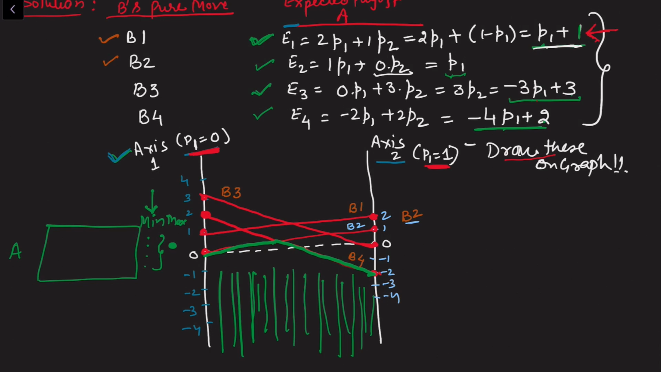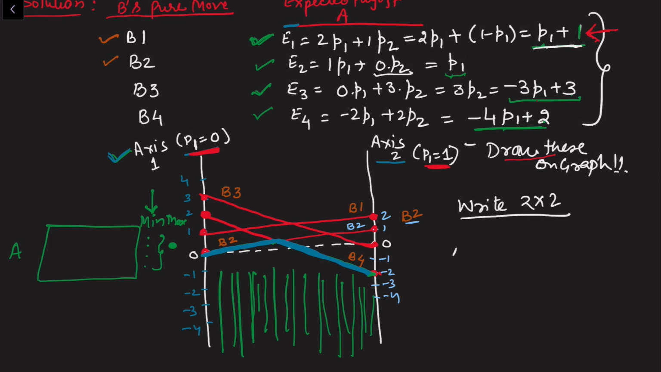So that is why I have written, mention the B's pure move on the line. So this is B2 and B4. Once we have identified this is B2 and B4, these are the 2 critical moves. So only these 2 critical moves will actually give me the best strategy. And from here, now I write a 2 cross 2 game.